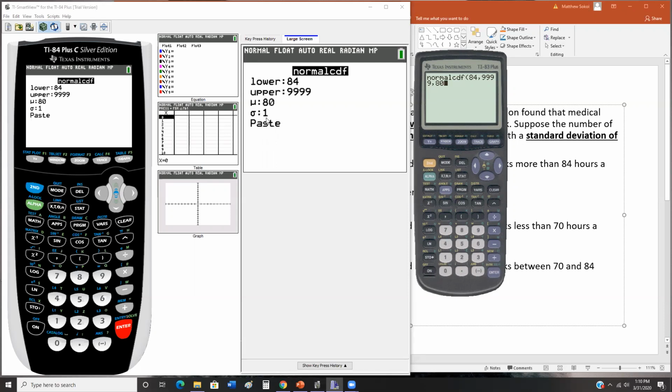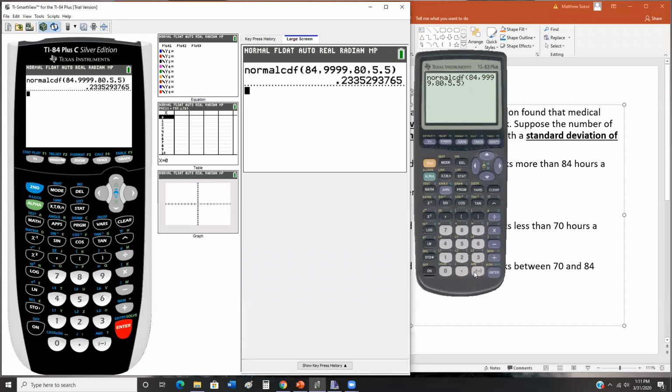And then what did I say the standard deviation was? 5.5. Yep. So over here, I'm going to put 5.5. On the TI-83, I'm going to put 5.5 and close the parentheses. Over here, you're going to go down and hit paste. You should see this in your calculator for both of them. The next thing you're going to do is hit enter, and you should see this.